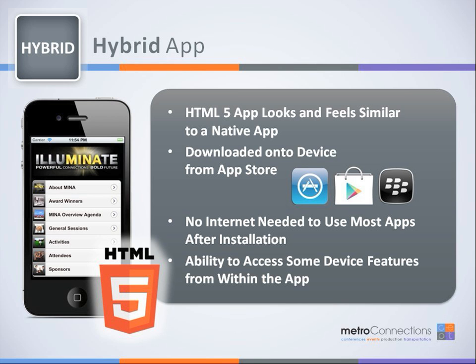Now this one was a hard one for me to wrap my head around, and so I think the easiest way to describe it is that you're downloading company ABC's app, not a specific app for your event. So you've got this shell that then contains all the information for your event.